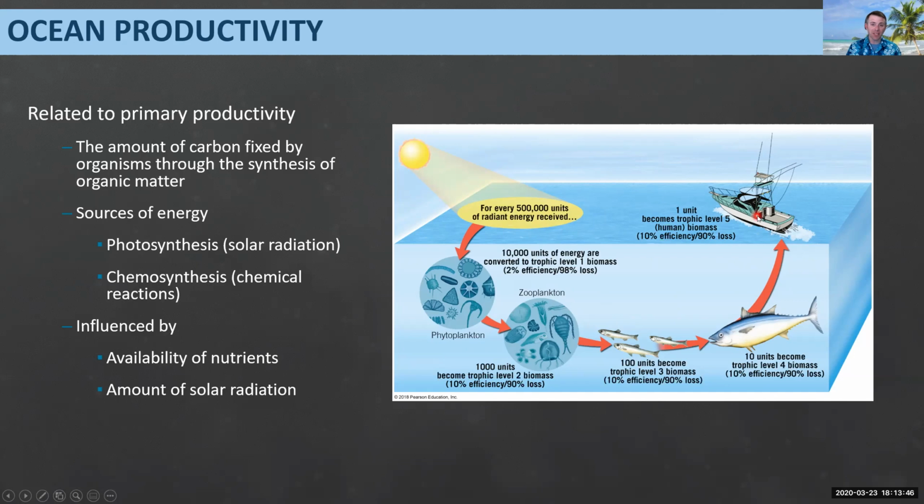And then we go out in a boat, we catch it, we eat it, and look at this. 1 unit becomes trophic level 5, or what we call the top of the food chain here, right? So that's a lot of loss over time. It took basically a loss of 499,999 energy units from the sun to be able to get us the energy we need. So it's a good thing there's lots of stuff growing in the ocean, because if there wasn't, it wouldn't be able to support our life, which would not be good.